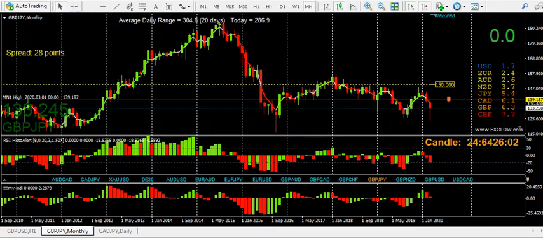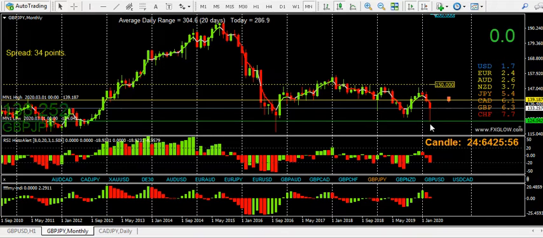Current month's high, might as well, because it's support and resistance. Current month's low. Then what have we got that affects us near the price? We've got a flip zone going on here.